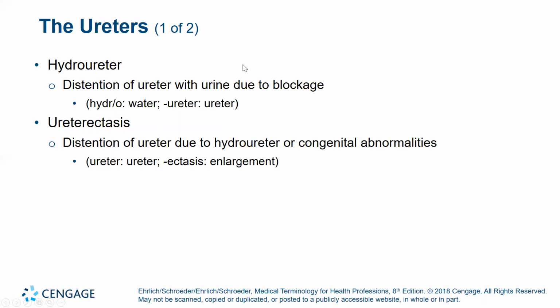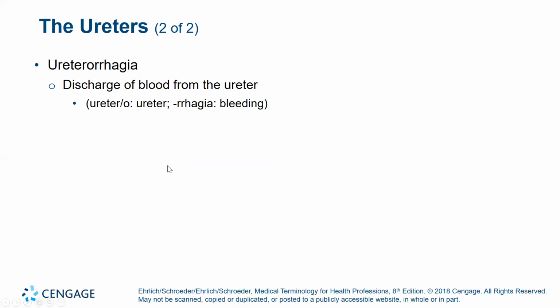We have hydroureter. Hydro is water, ureter is ureter. It's a distension of ureter with urine due to blockage. Then we have ureteroectasis, distension of ureter due to hydroureter or congenital abnormalities. Ectasis here is enlargement. Ureter is ureter. Ureterorrhagia is discharge of blood from the ureter. Ureter, and then rrhagia is the bleeding.